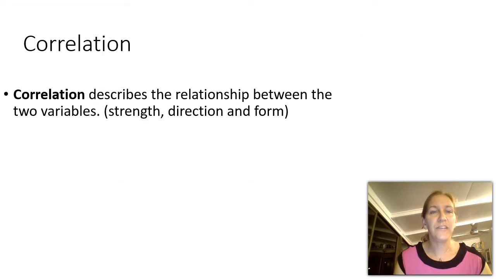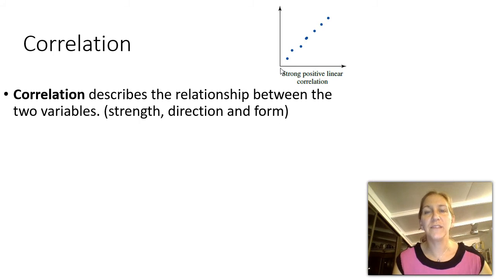All right, now correlation. Correlation describes the relationship between the two variables, that x and y variable, and we describe it in terms of strength, direction, and form. Okay, so this is the first example we'll look at. In this example, there is a very, very strong linear correlation. Basically, those dot points really look like a straight line. They take the form of a straight line. And we describe it as being positive because as the x-axis is increasing, the y-axis is increasing.